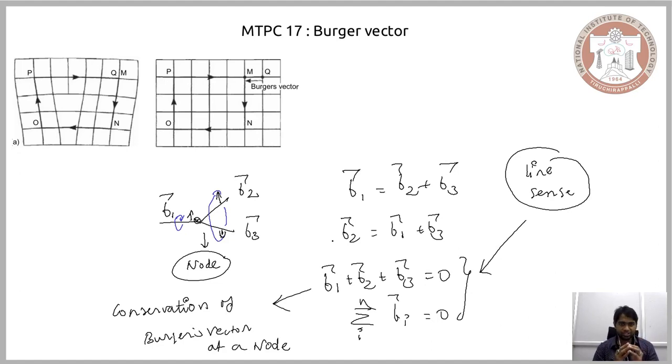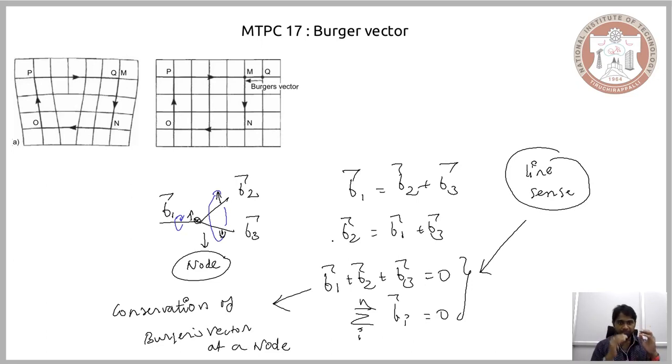Initially, we have constructed a Burgers circuit around one dislocation, considerably away from the dislocation line, so that we are talking about more or less a perfect material or a regularly arranged material. A similar consideration we have rendered to the other two dislocation lines. We have constructed a Burgers circuit quite away from each of these dislocation lines, that is B2 and B3, but we have combined these two and constructed one Burgers circuit.